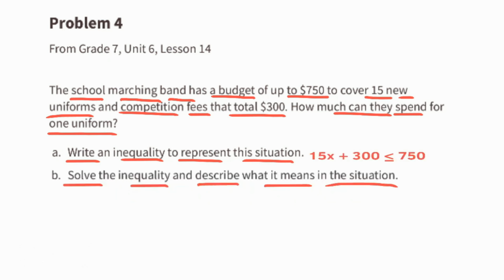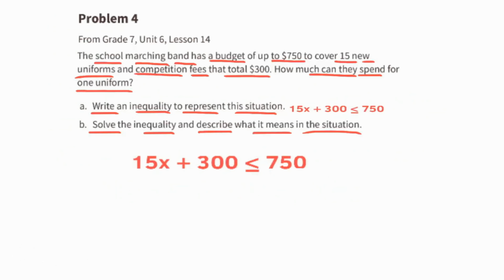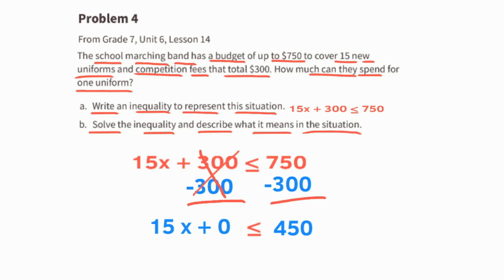B. Solve the inequality and describe what it means in the situation. To get x by itself, we need to subtract 300 from both sides of the inequality symbol. Now we're left with 15x is less than or equal to 450.